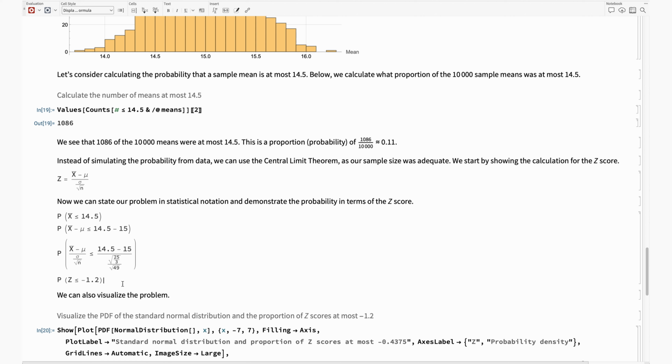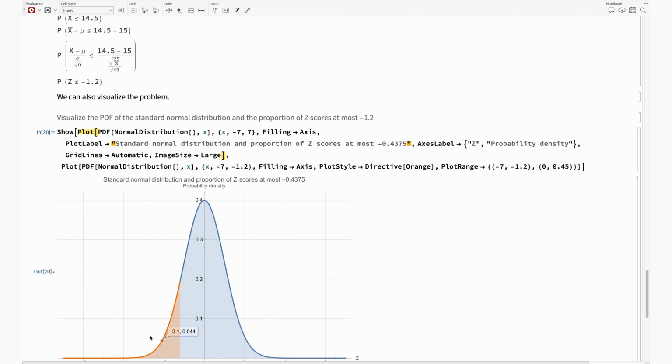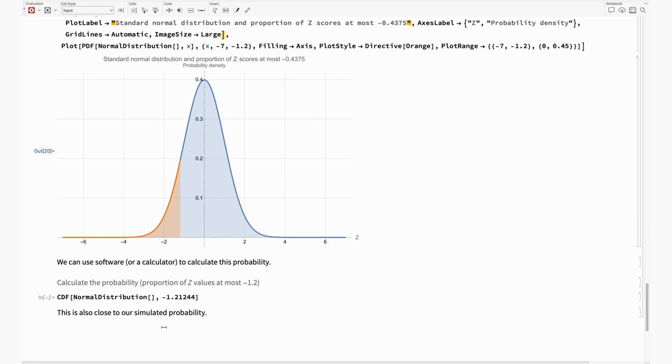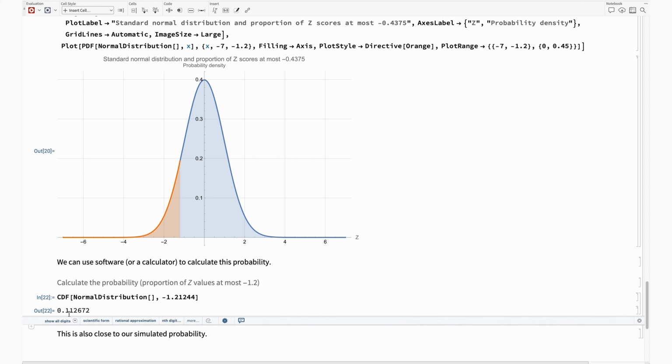So immediately visualize this problem. Take pencil to paper, visualize the standard normal distribution, and I'm looking for this proportion of the area under the curve that is at most negative 1.2. So let's execute this code and have a look at it. There we go. There's our standard normal distribution. And there we go, negative 1.2. So it's this proportion of all my z values that are negative 1.2 and less. Again, you can use a calculator or software. If I use software, let's see what it is. It's 0.1126 or 0.113. And again, that is very close to our simulated values.